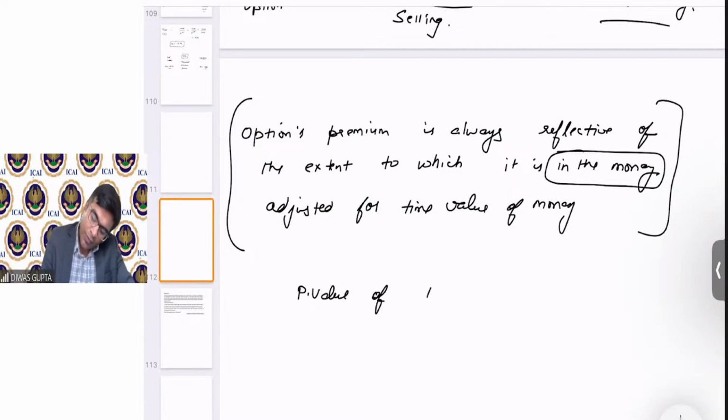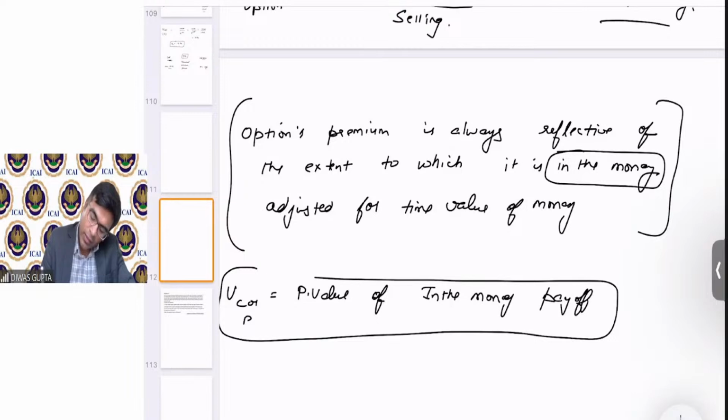Present value of in the money payoff. This is actually the value of a call or put option, both. This is actually the premium, correct? Because ultimately the market will not give higher or lower than what is coming out of these numbers, right?